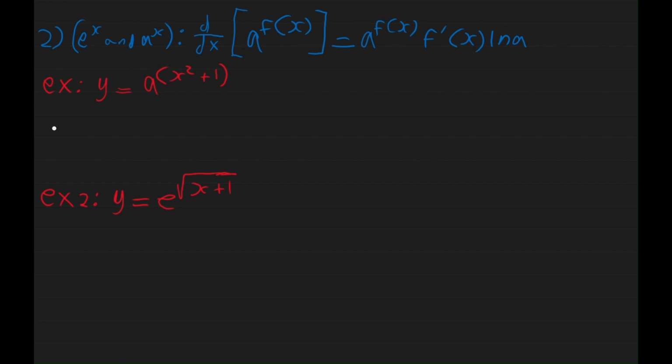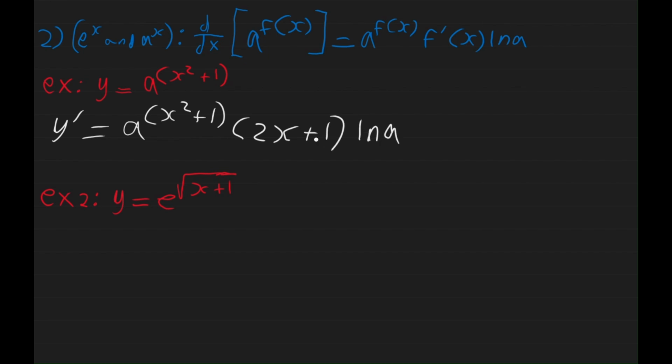Let's see an example on it. We have y dash is equal to a, we write it as it is, x power 2 plus 1, multiplied by the derivative of the power, which is 2x plus 1, multiplied by ln the base. Oh, okay, this is not 1, of course, it's 0.